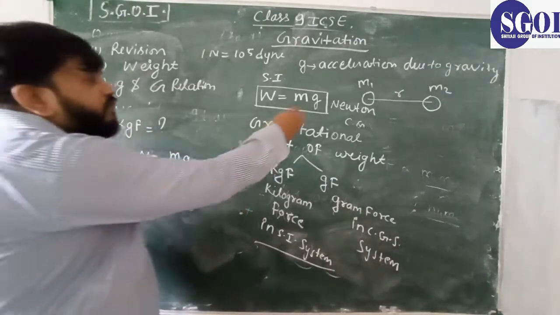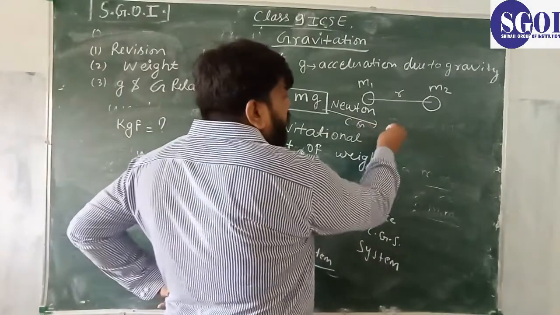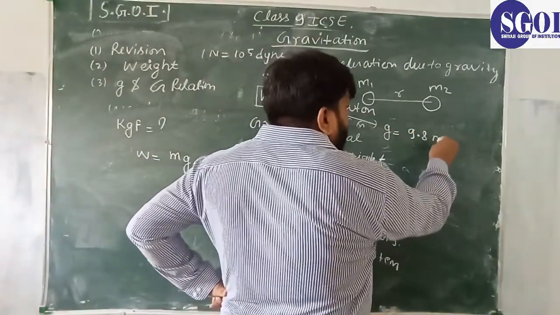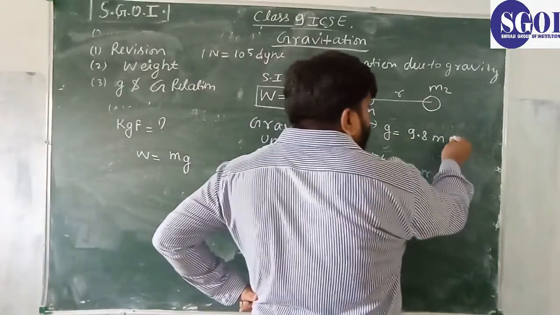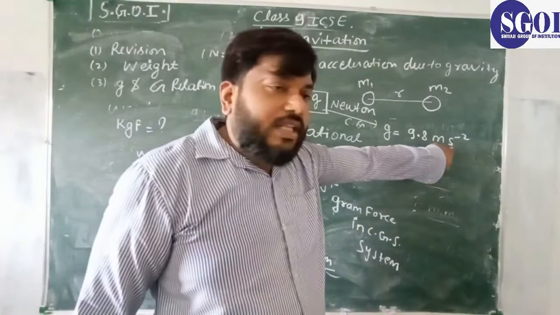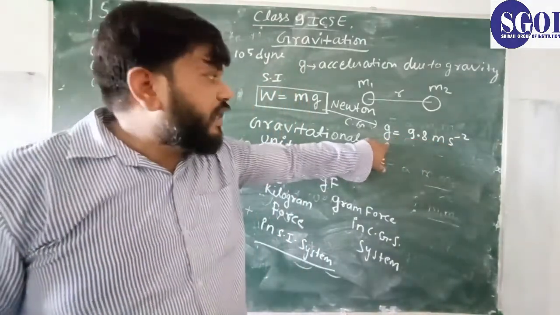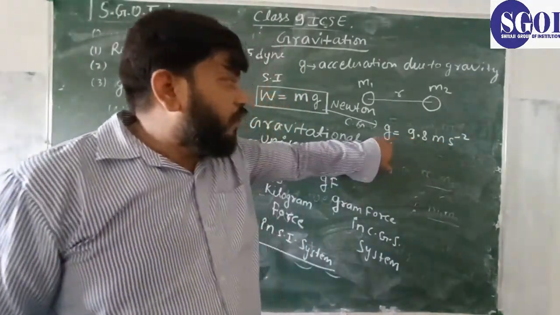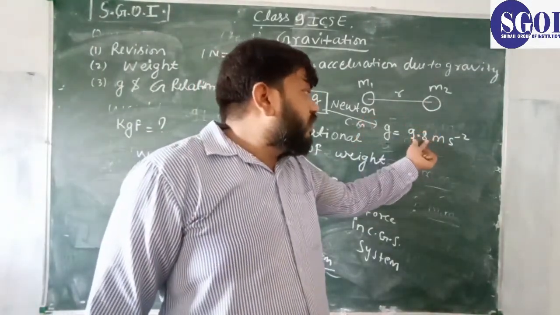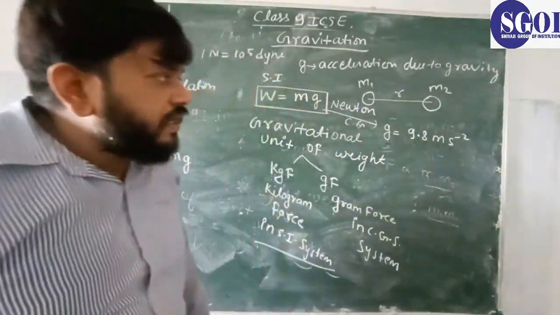The value of g, we have not talked about yet. The value of g is approximately 9.8 meter per second square. This is acceleration due to gravity, and 9.8 is its value near the surface of the earth.